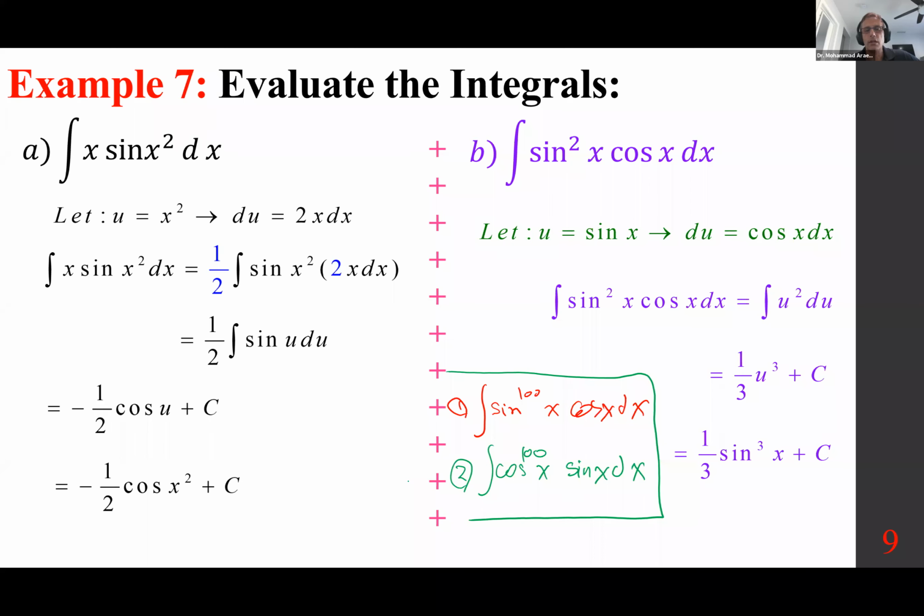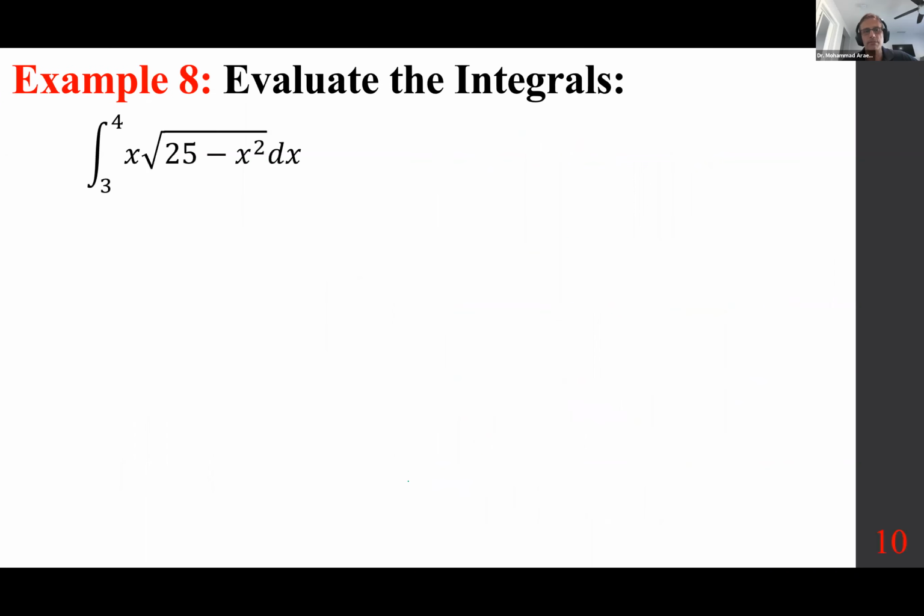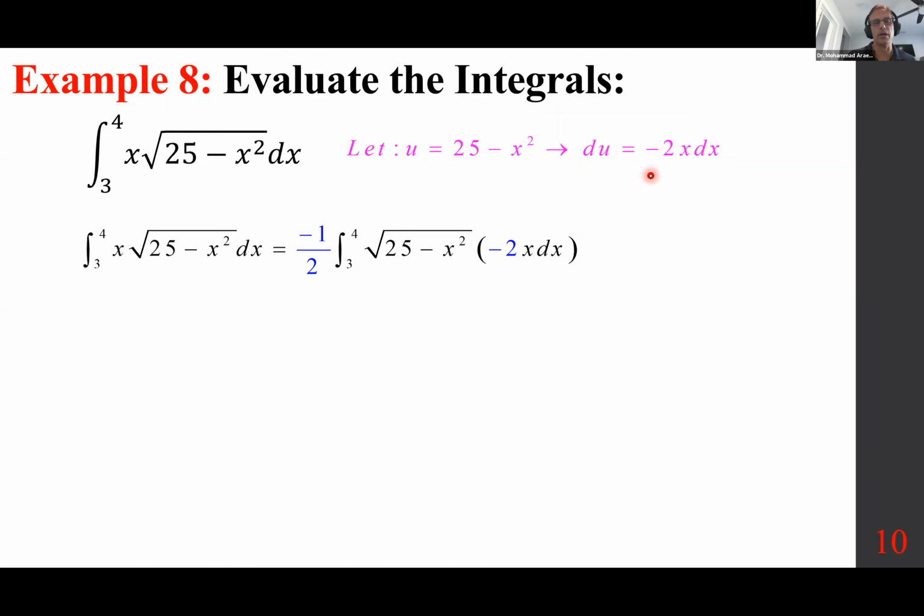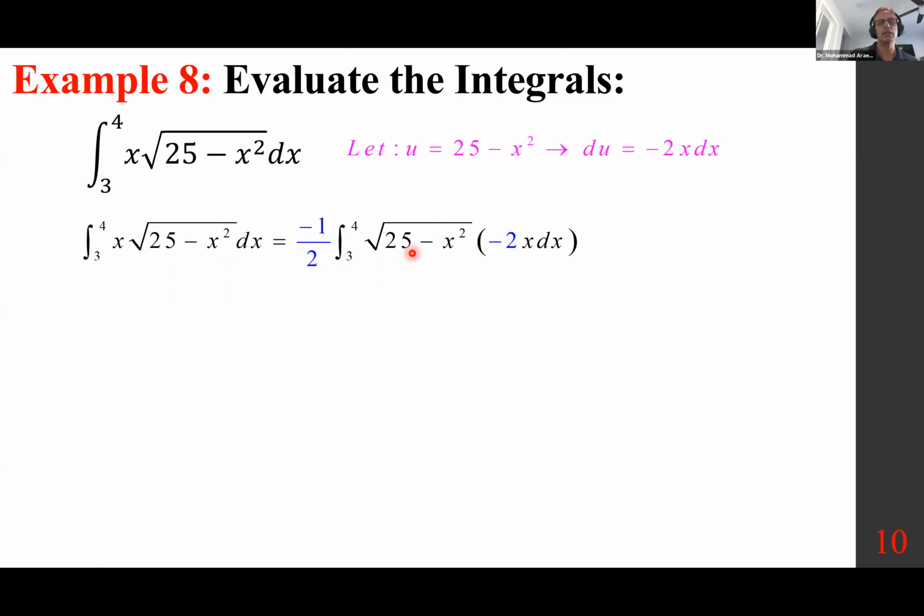The integral of sine to the power of 100 x cosine x dx, the integral of cosine to the power of 100 x times sine x dx. We are using substitution for a definite integral. The result, we know it's a number. So let u be 25 minus x squared, du becomes negative 2x dx. We notice if we put the x next to the x, we need number negative 2. We multiply and divide by it. The product of negative 2 and negative 1/2 is 1. They are reciprocals.